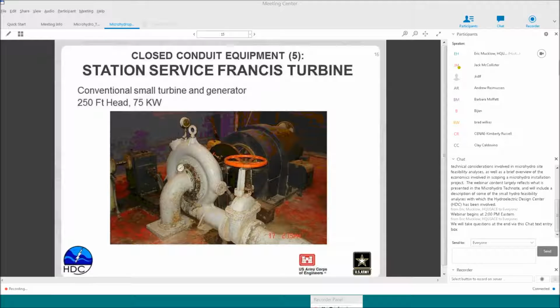Here we are increasing our output a little bit. We're up to 75 kilowatts. This happens to be a station service unit at a dam in Afghanistan. A station service unit is typically installed to provide power to the hydropower house itself to support the operation of the powerhouse and its larger hydro units. Note that there is a substantial amount of head, 250 feet, available to this unit. So achieving a 75 kilowatt output does not require too much flow.